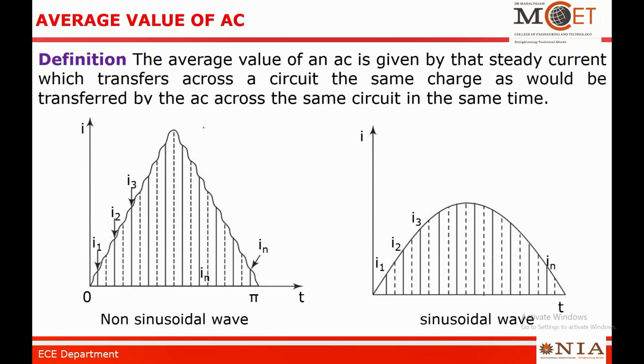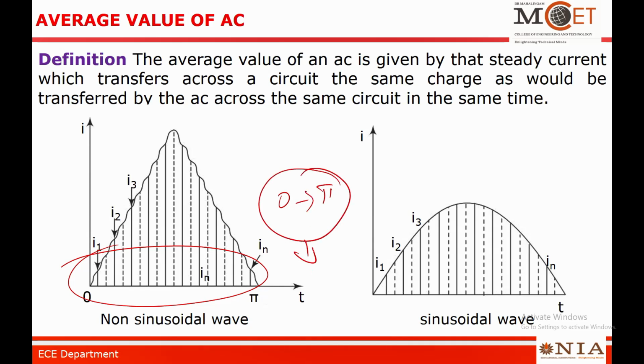Okay, now we are going to discuss another topic called the average value of the AC. The average value of the AC is obtained with respect to the steady current which transfers across the circuit the same charge as will be transferred by the AC across the same circuit in the same time, which means that normally it has some average value. Let us consider this is the time period. So 0 to pi is a time period. For the 0 to pi time period it will have some constant energy value.